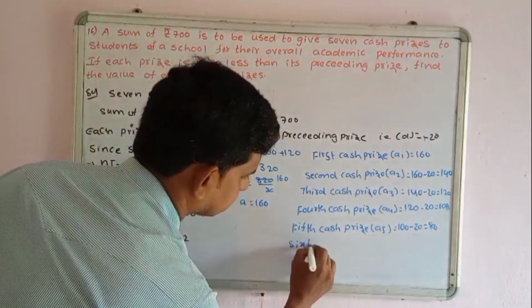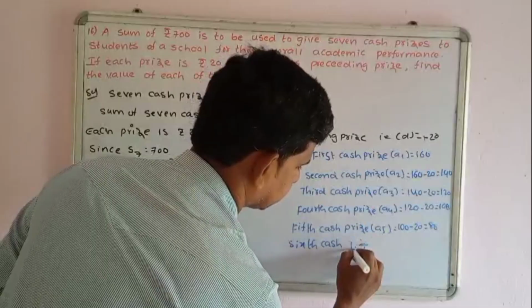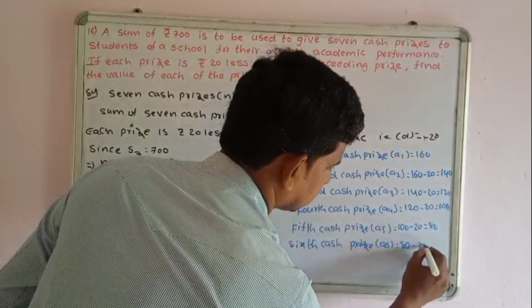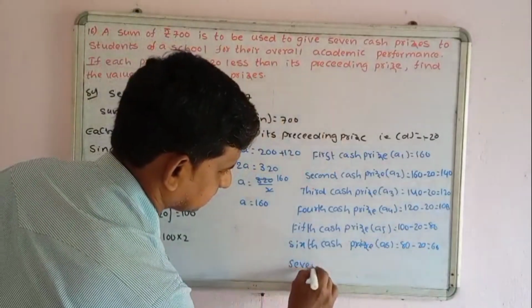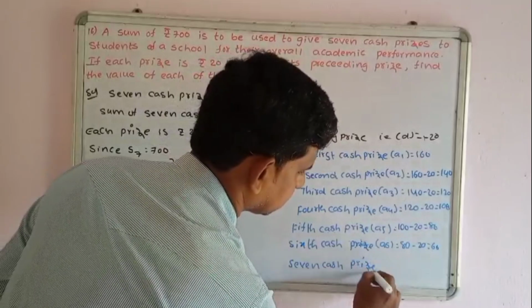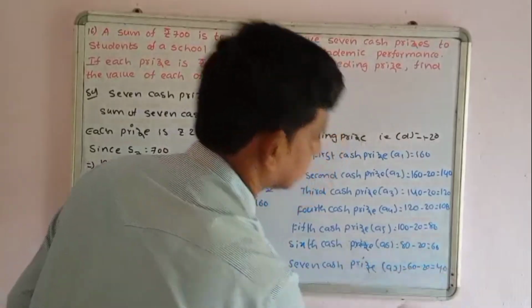Sixth cash prize: A6 equals 80 minus 20, that is 60. Okay, seventh cash prize: A7 equals 60 minus 20, that is 40.